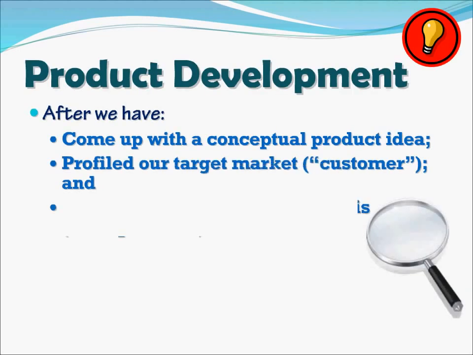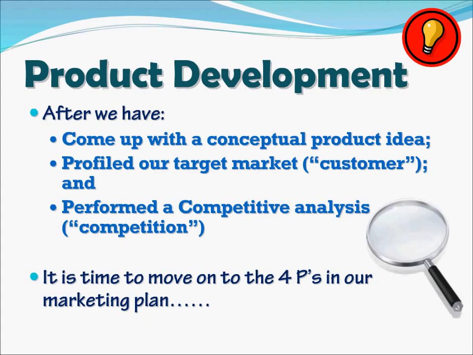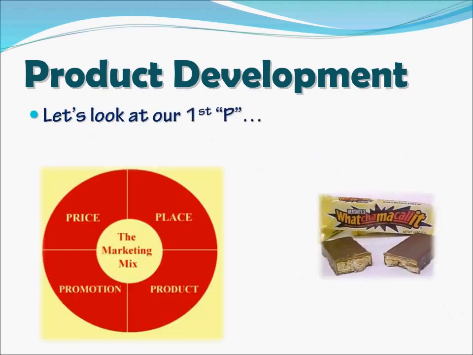So before we get into the stages of product development, we need to understand where it falls in the marketing process. Basically, we don't begin to develop our product until we've come up with a conceptual product idea. So the idea of your product, how it's going to be used, who is it going to satisfy, so the profile of your target market, as well as who will be your competitors, who do you have to be aware of. Once you figure this out, then you move on to the product and the 4 Ps of our marketing plan. So the first P is product.